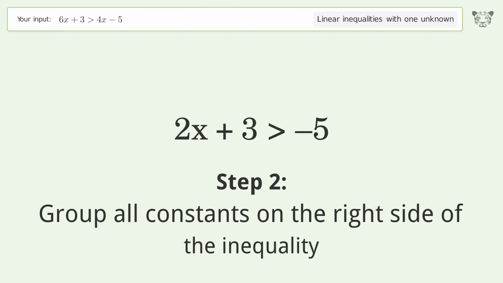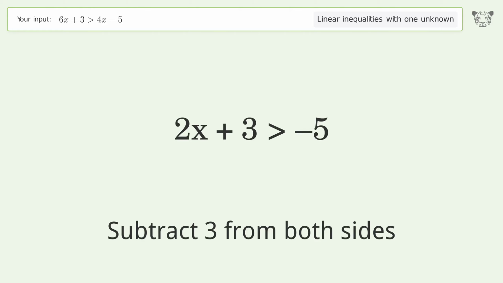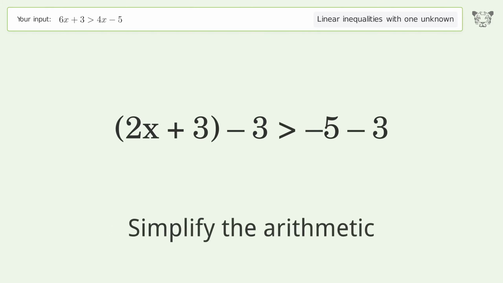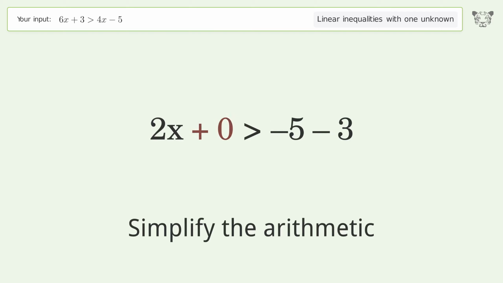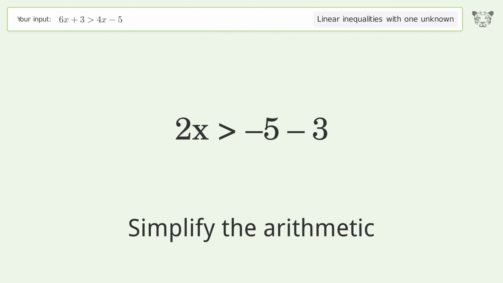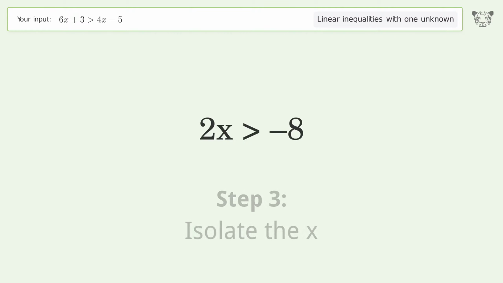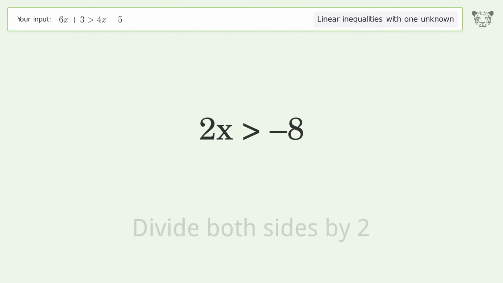Group all constants on the right side of the inequality. Subtract 3 from both sides. Simplify the arithmetic. Isolate the x. Divide both sides by 2.